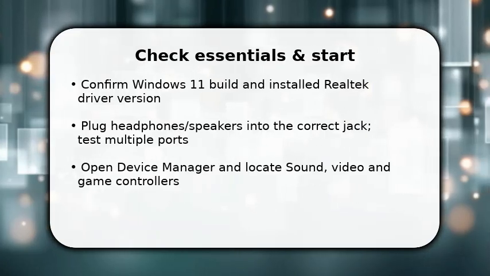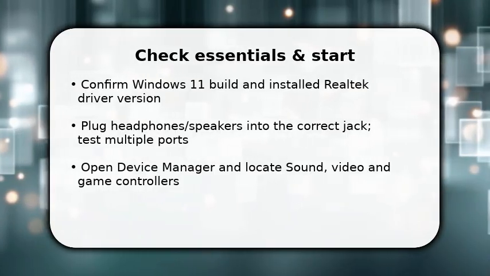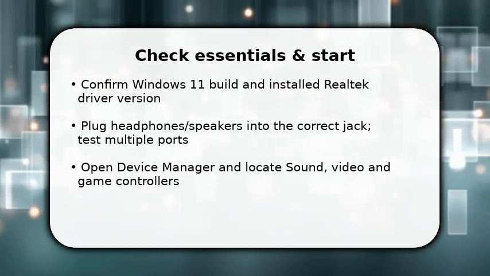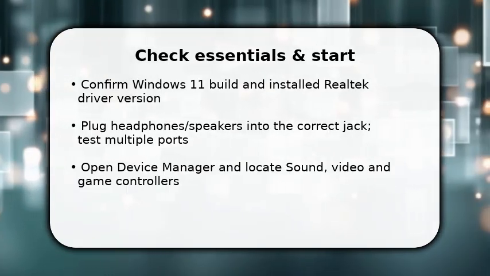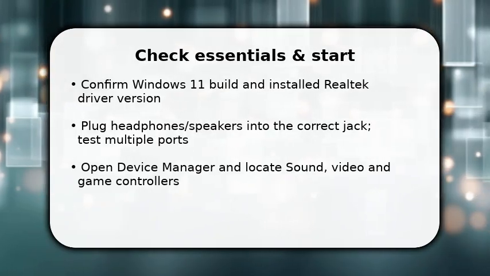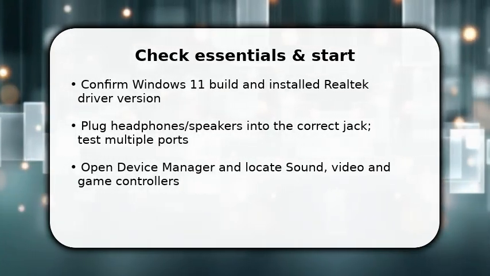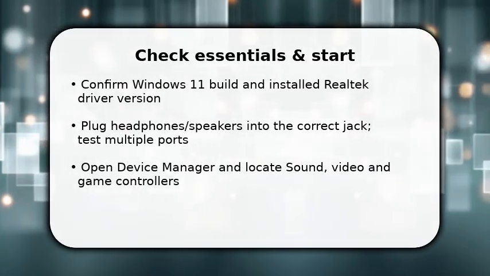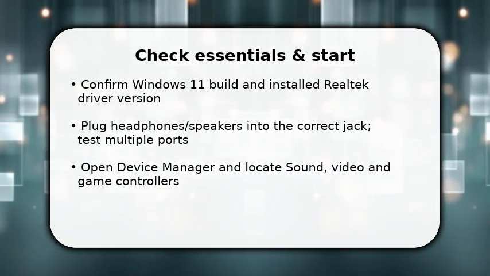You begin by confirming the basics. Check Windows 11 build and the Realtek driver version so you know compatibility. Once done, plug your speakers or headphones into the correct jack and try alternate ports to rule out hardware. Now open Device Manager and expand Sound, Video, and Game Controllers. This reveals Realtek or high-definition audio entries. Make sure you run Device Manager as admin so changes apply. These initial checks save time and pinpoint whether software fixes are needed.